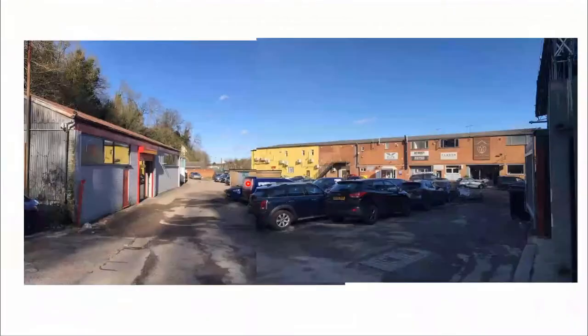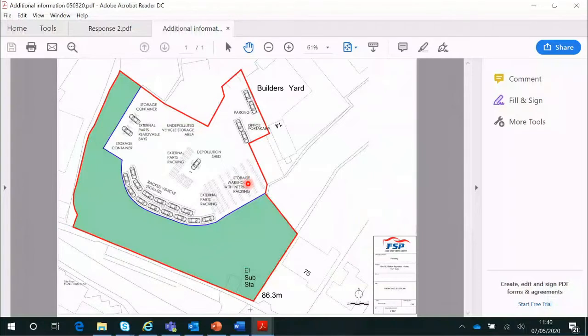So the site has been vacant since 2018, when the applicant for the previous permission relinquished their lease, and it's been vacant since then. The applicant has done a lot of work clearing the site so that it will be suitable should planning permission be granted. What he's proposing is to have one, possibly two, but probably just one vehicle depolluted per day. These will be insurance write-offs that are brought on a small low loader.